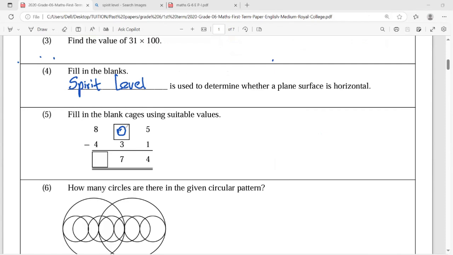For that, you cannot write 10 in one cage, but you can write 0. That means you take 1 from the 8, and then it becomes 10. 10 minus 3 is 7, and that's fine. And this is going to be 7, right? And 7 minus 4 is 3. So you can write the answers just like this.